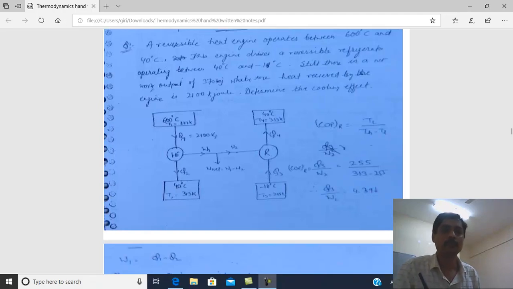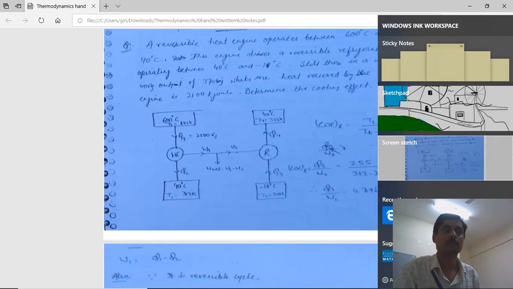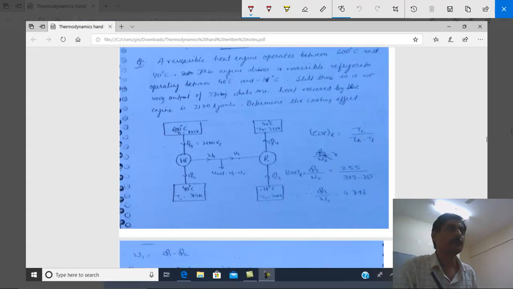Welcome you all. In this session, we will discuss a problem based on the second law of thermodynamics. A reversible heat engine operates between 600 degrees centigrade and 40 degrees centigrade. This engine drives a reversible refrigerator operating between 40 degrees centigrade and minus 18 degrees centigrade. There is a net work output of 370 joule. The heat received by the engine is 2100 kilojoule. Determine the cooling effect.